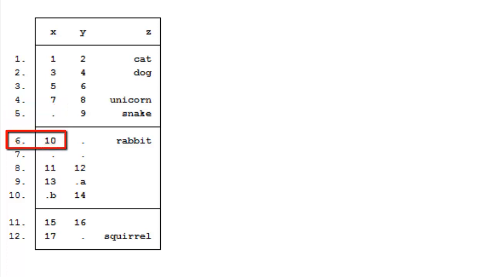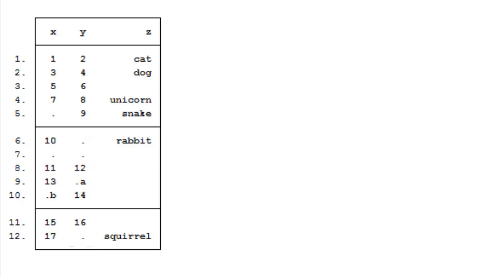Case 6 has a value of 10. Case 7 is missing. Let's go down to case 10. You can see I have a period B there. That will be treated as a missing value by Stata as well, and it's actually a different missing value than case 7. The variable Y, we can look through there and we see we have missing values for cases 6, 7, 9, and 12.